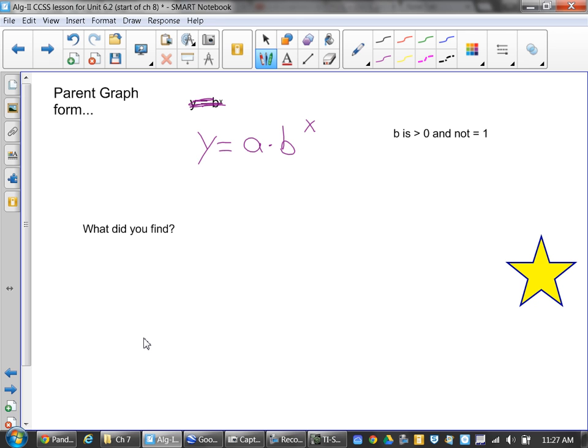So this parent graph form is a times b to the x. Now, order of operations tells us, please excuse my dear Aunt Sally, which means exponents come before multiplying. That's why this works, because you take care of the exponent first. That's how you're able to identify where your y-intercept is.